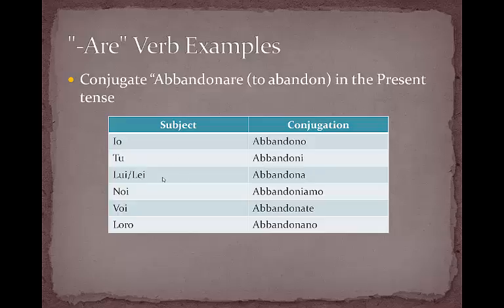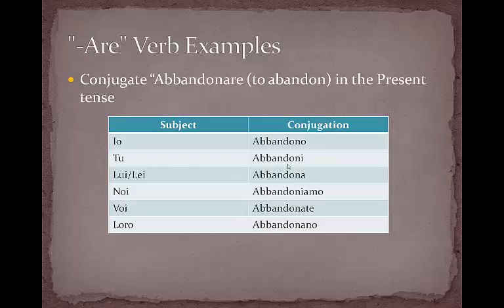Abbandoni, abbandona, abbandoniamo, abbandonate, abbandonano. I put an extra N there in Italian. That's a no-no. So, again, you can see every regular ARE verb is conjugated exactly like this.